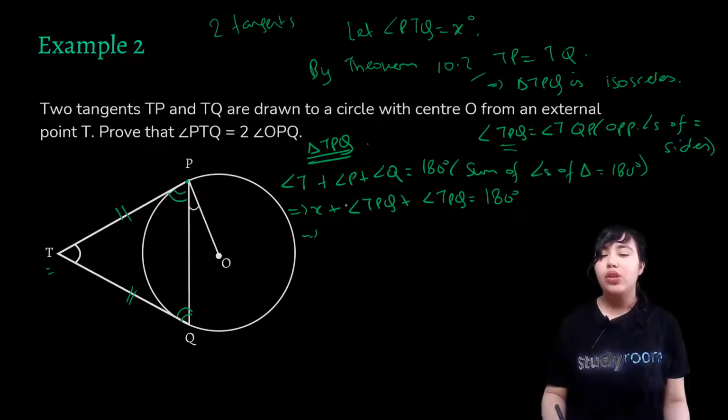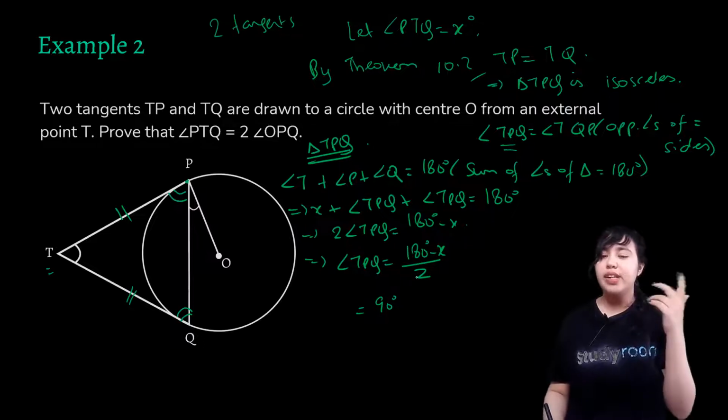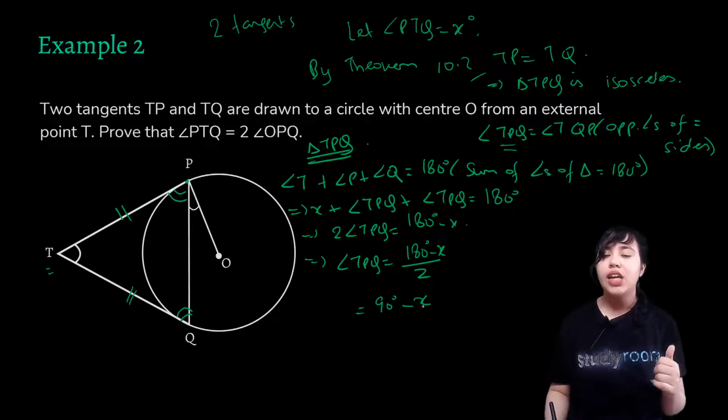If I take this x on the RHS and if I add these TPQ, which is appearing twice, it becomes twice of angle TPQ, is equal to 180 degree minus x. So this means that angle TPQ is equal to 180 degree minus x upon 2, which is same as saying 90 degree because 180 by 2 minus x by 2. So 90 degree minus x by 2. So this is angle TPQ.